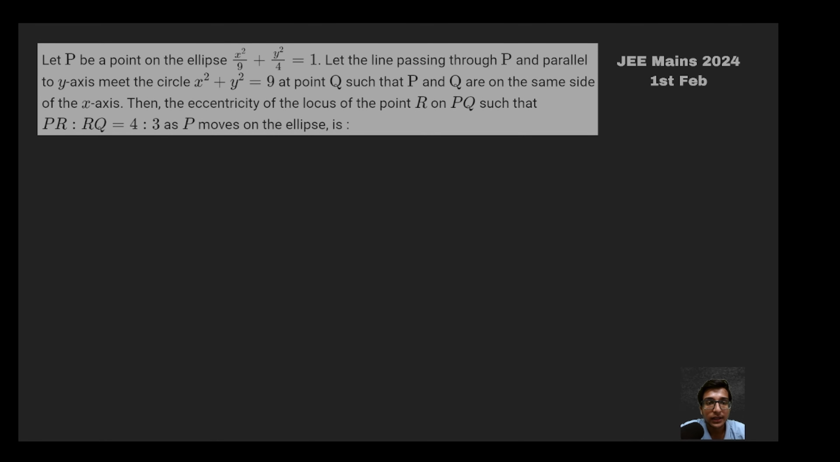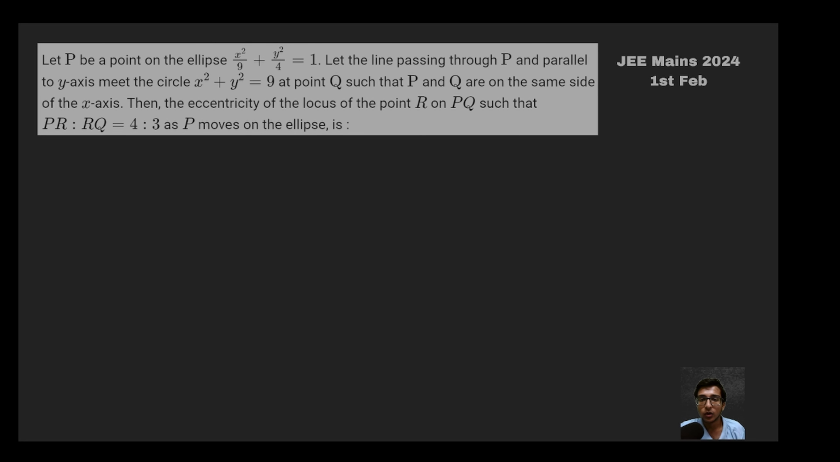Let P be a point on the ellipse. Let the line passing through P and parallel to y-axis meet the circle at point Q such that P and Q are on the same side of the x-axis. Eccentricity of the locus of point R on PQ such that the ratio as P moves on the ellipse.